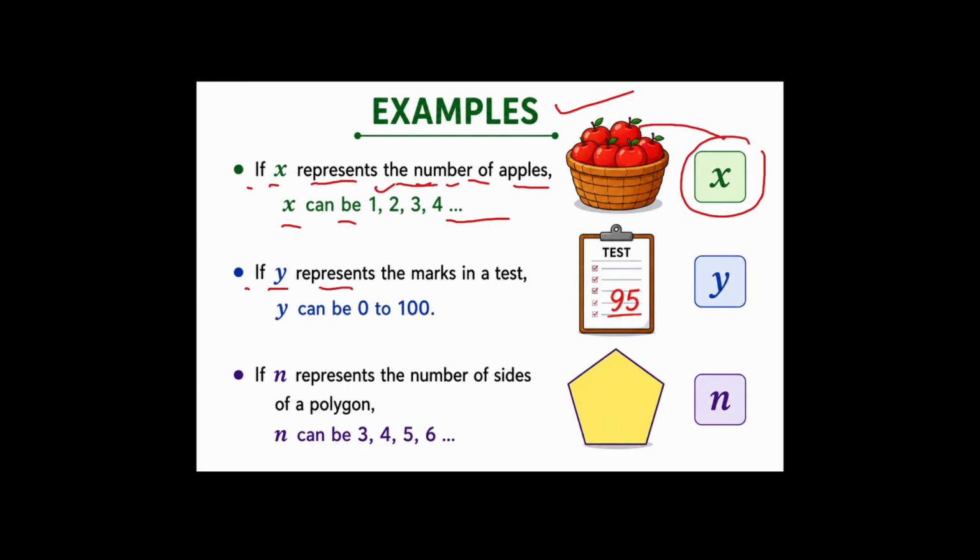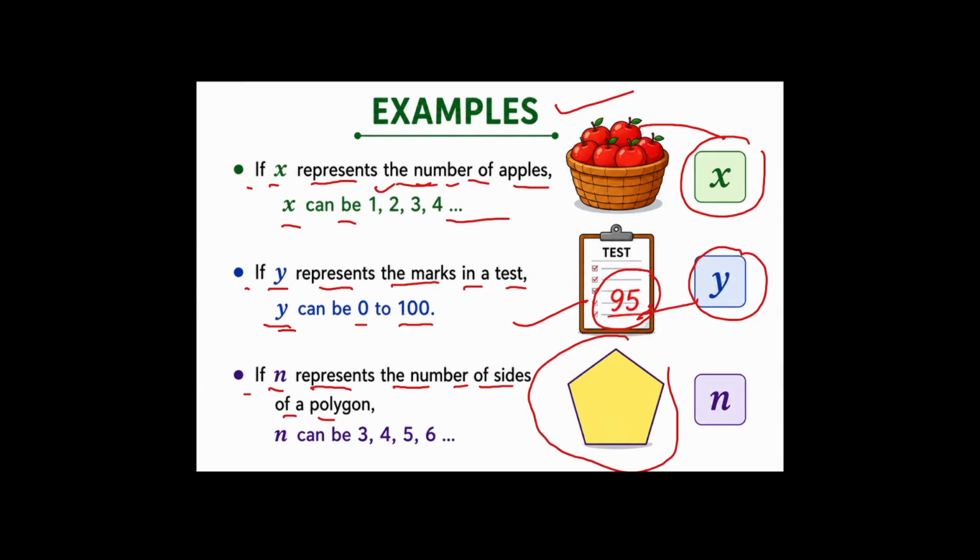If y represents the marks in a test, here the y value may be anything. As marks are generally from 0 to 100, y can be anything, like here we have written 95. If n represents the number of sides of a polygon, for any polygon we write the number of sides as n, and in place of n we can write any value that we want to give.